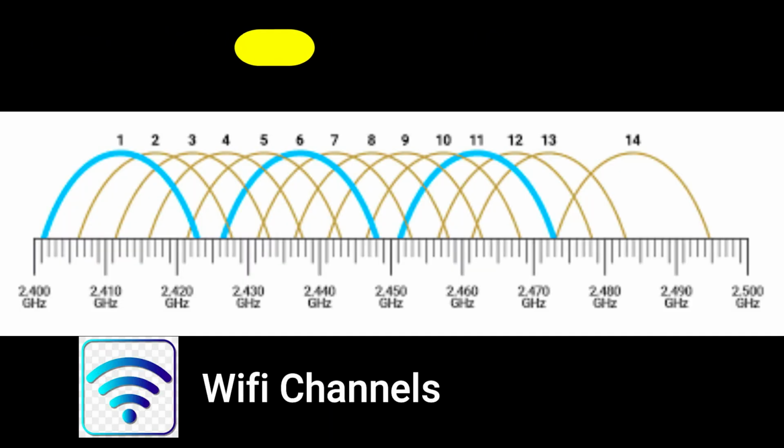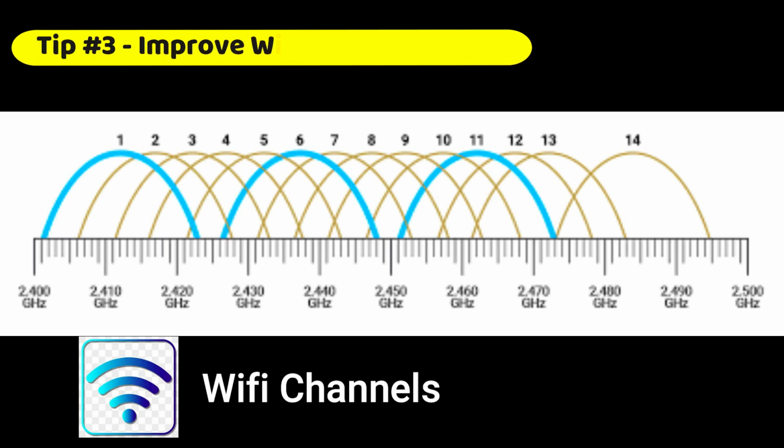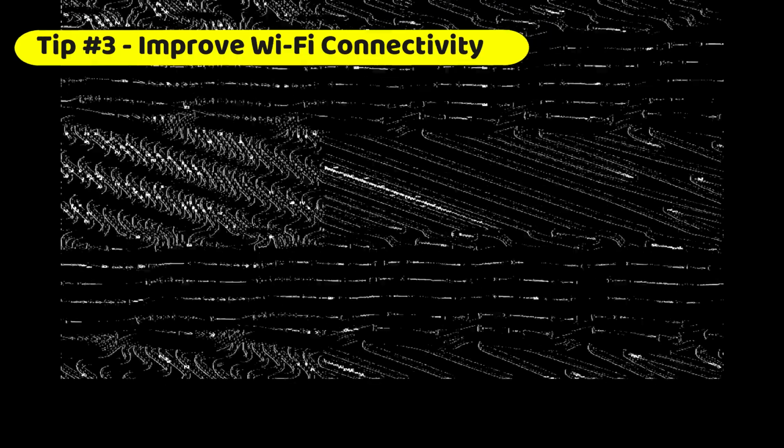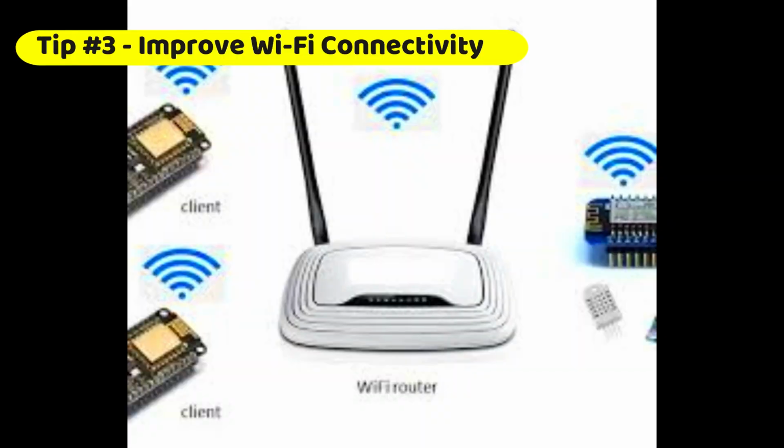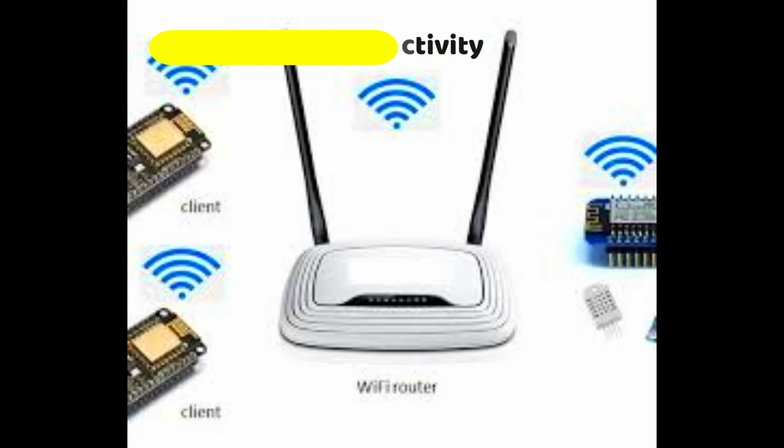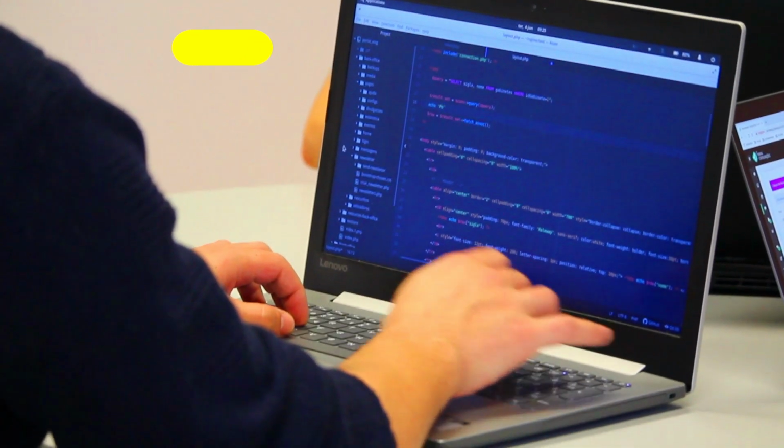Now, let's improve your Wi-Fi connectivity. Ensure you're using the correct Wi-Fi channels to avoid interference. Position your NodeMCU closer to your router for a stronger signal, and consider using external antennas if your project requires extended range.